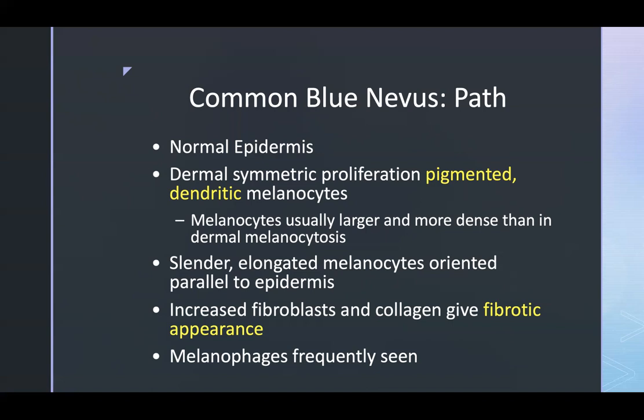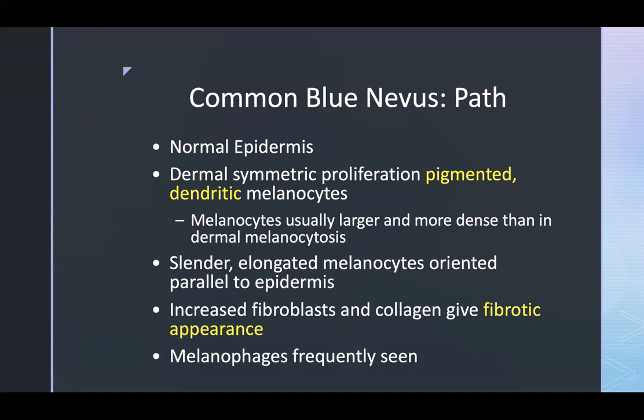So the pigment in a blue nevus is the same brown pigment that you see anywhere else in any other melanocytic lesions. It's just the depth of that pigment allows for it to look blue when viewing it visually. The melanocytes are usually larger and more dense than in dermal melanocytosis. The melanocytes are slender, they're elongated, they're oriented parallel to the epidermis. They can track down hair follicles as well.